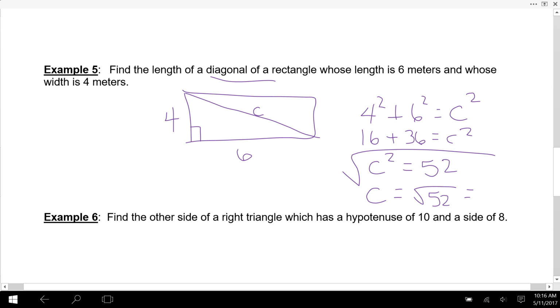52 is 4 times 13. So I end up with a perfect square. And so C is equal to 2 times the square root of 13.